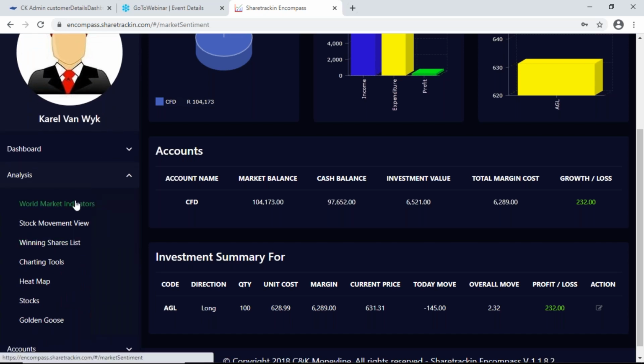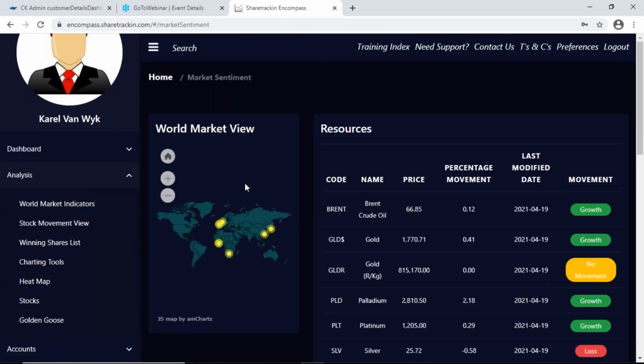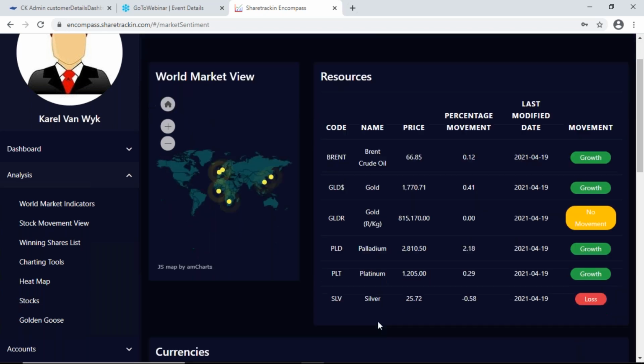Next up, I have my analysis. I have my world market indicators. So first of all, I can see my resources. I get the code of the resource, the name. So whether I'm looking at my Brent crude oil, my gold per kilogram, palladium, platinum, silver, it gives me that. It gives me the current price, the percentage that it moved for the day, and when it was last modified, in other words, when it was last updated. And then the movement shows me whether it's a growth, a no movement, or a loss.